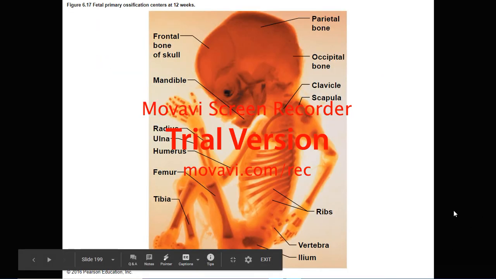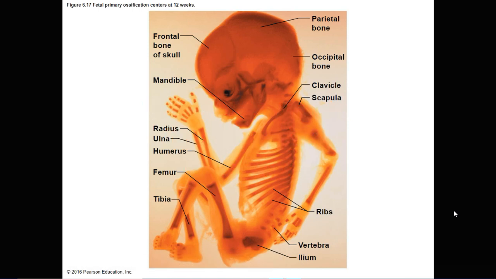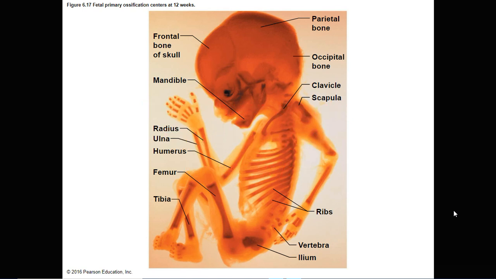This last slide is showing the fetal primary ossification centers. So remember, when a baby is a fetus or an embryo, the bone is going to be made out of hyaline cartilage. Then over time, they're going to ossify. So this is just showing you some ossification centers of a fetus at 12 weeks.